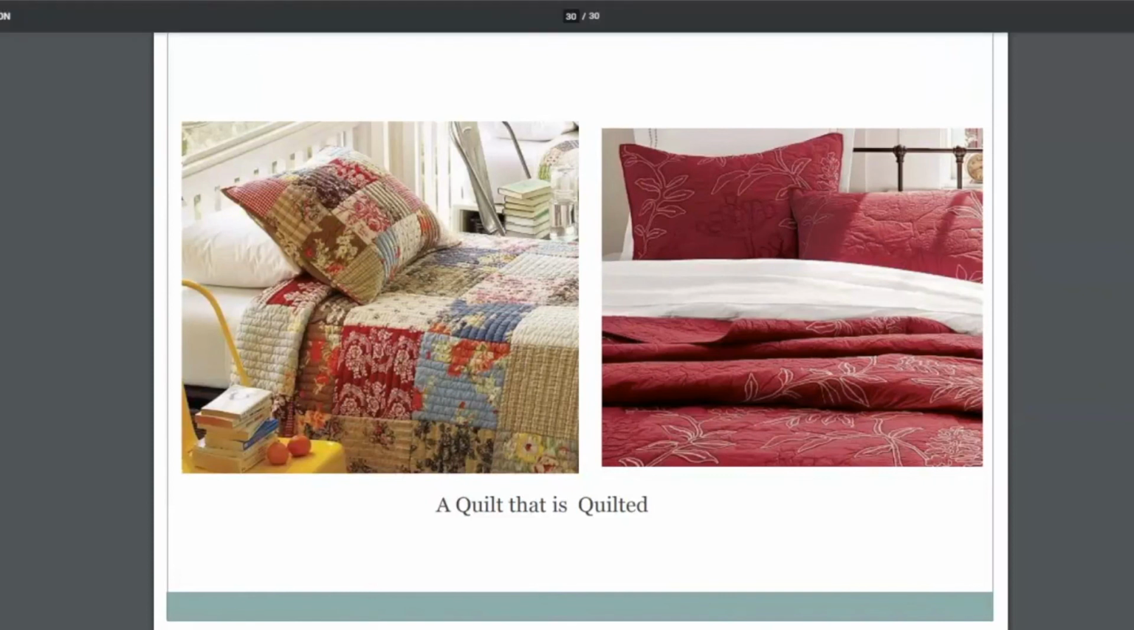The image on the right is bedding that has been quilted. So you can see in this example, the fabric was a red fabric with some easy floral arrangements, and you can see that the floral design has been quilted around to create that design.